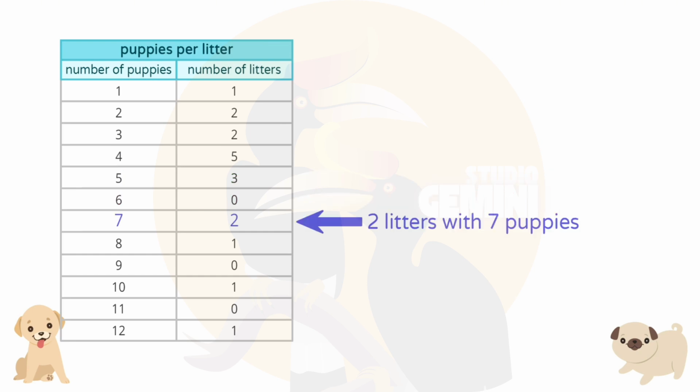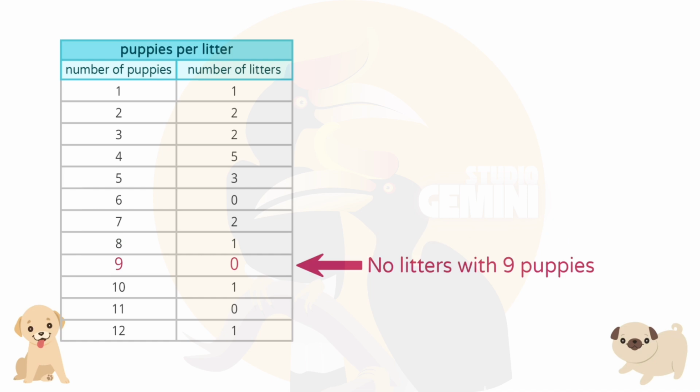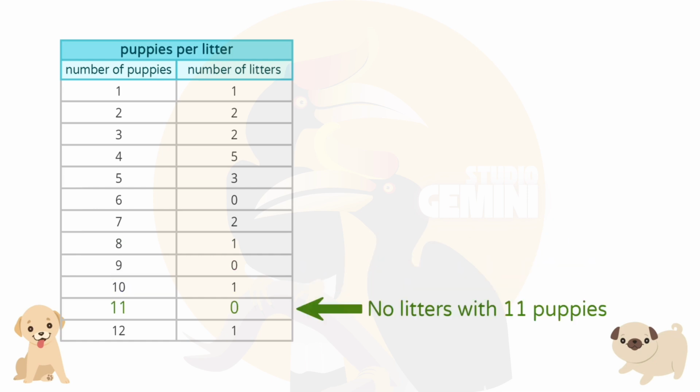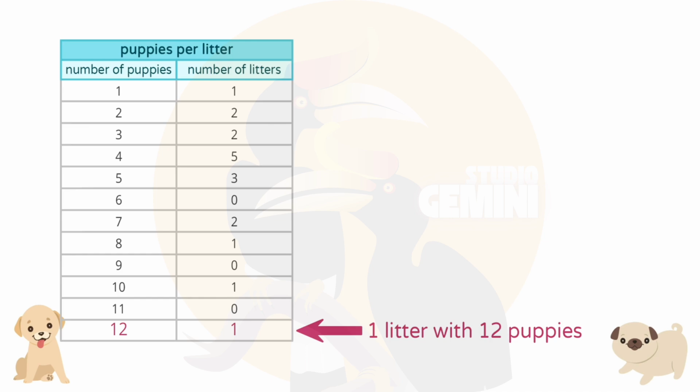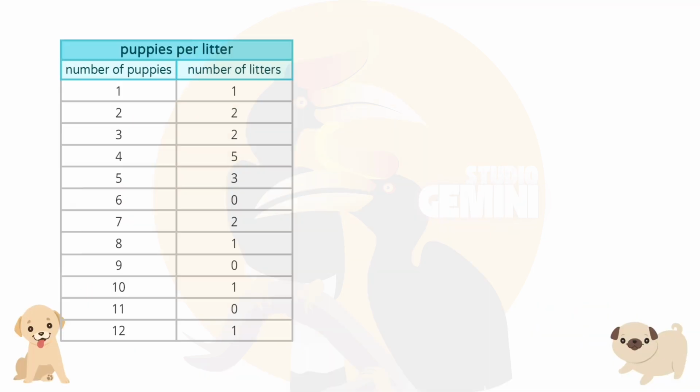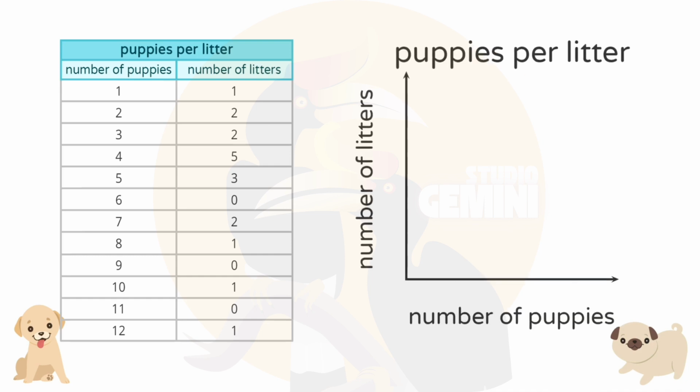2 litters had 7 puppies, 1 had 8, there were no 9s, 1 had 10 puppies, there were no 11s, and 1 litter had 12 puppies. Aw, that's so many puppies. First, set up the histogram. Give it a title, then draw and label the axes, and for this data set, we can make the following 3 bins of 4. 1 to 4, 5 to 8, 9 to 12.